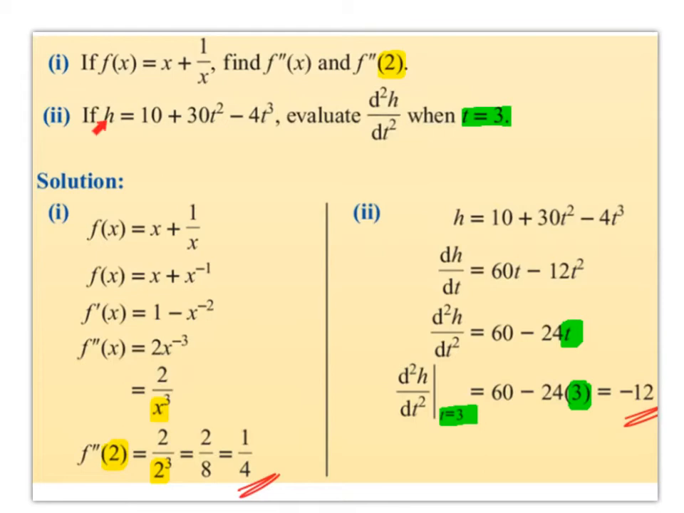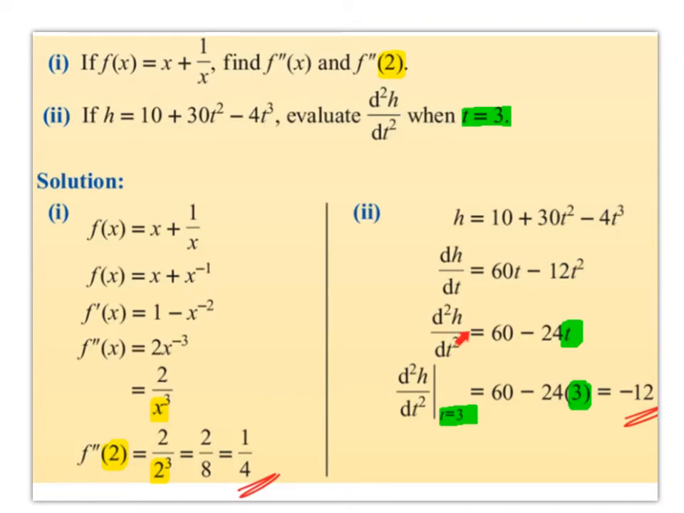Part 2. If h is equal to 10 plus 30t squared minus 4t to the power of 3, evaluate d2h dt squared, or the second derivative, when t is equal to 3. So h is equal to 10 plus 30t squared minus 4t cubed. So dh dt, the first derivative: to differentiate 10 we get 0, to differentiate 30t squared we get 60t, and to differentiate minus 4t cubed we get minus 12t squared. So this is the first derivative.